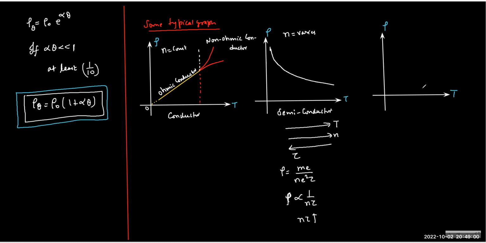The third is superconductor. At high temperature, they behave as badly as a non-ohmic conductor. But if you go very close to absolute zero, suddenly it drops. At a very low temperature, what we call the critical temperature, the resistivity drops to zero.